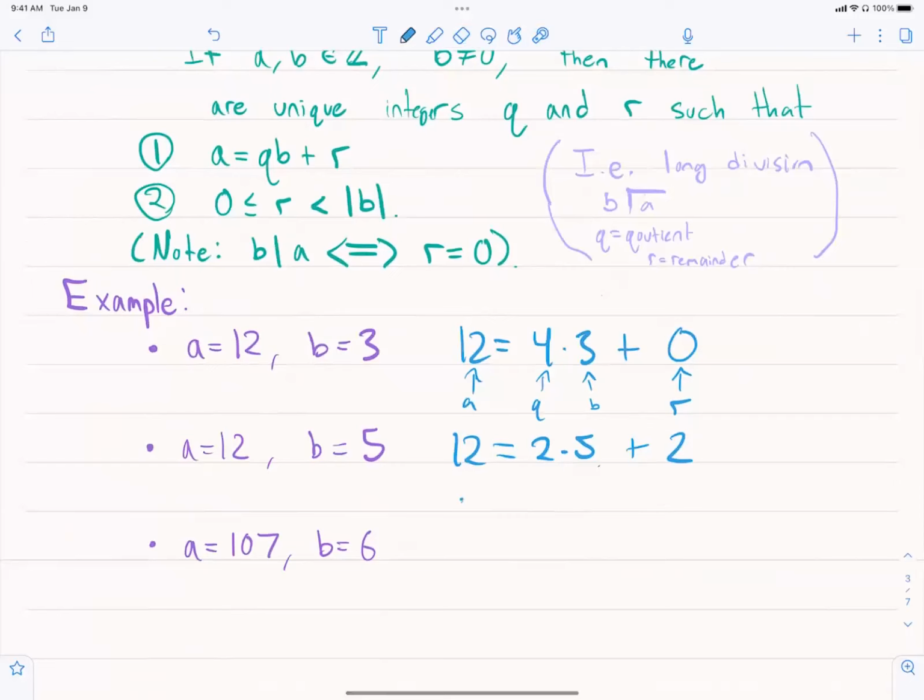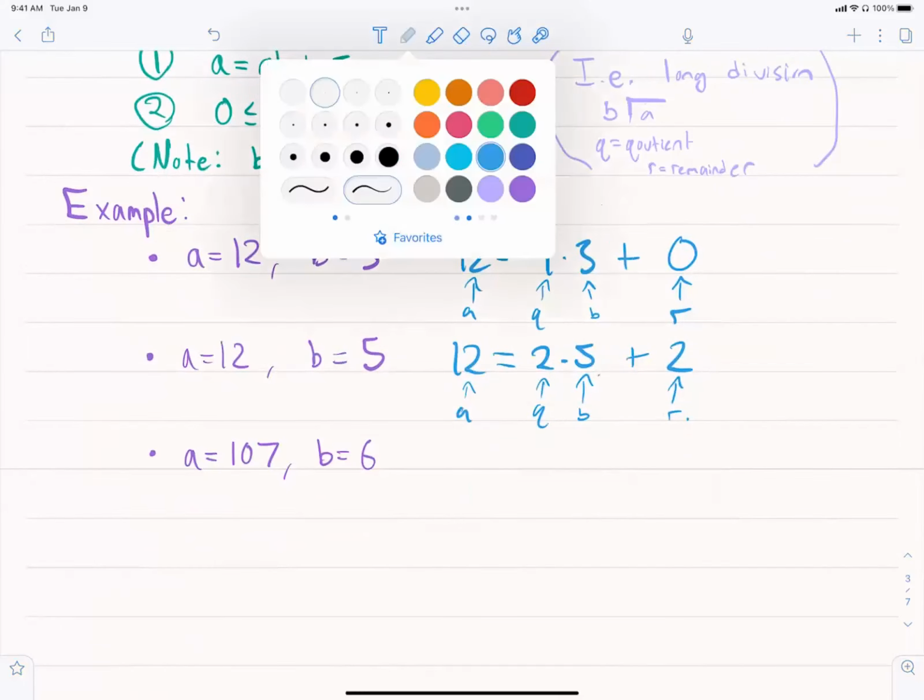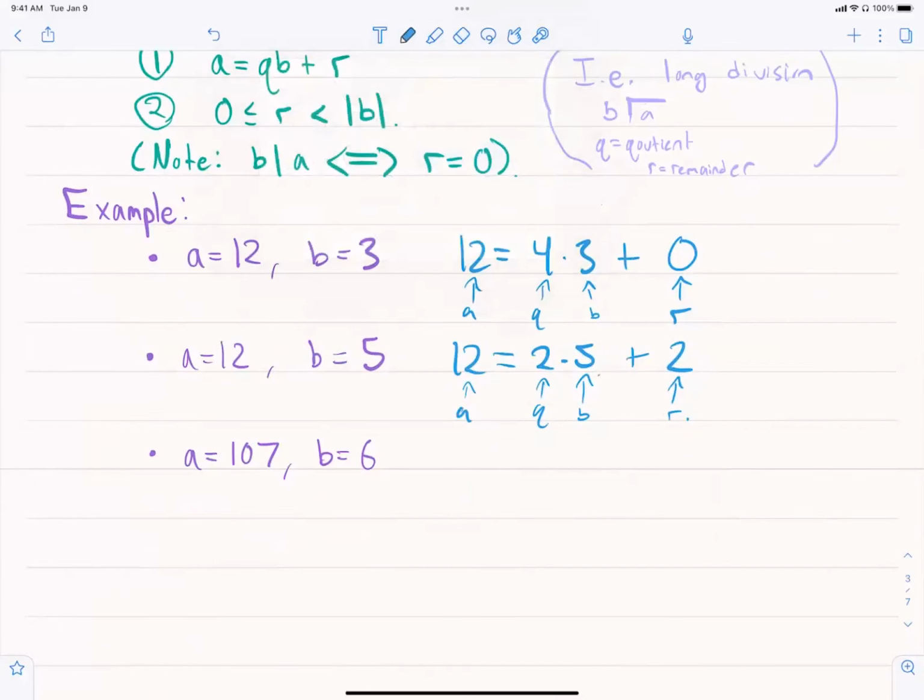So in this case, A is 12, Q is 2, B is 5, and R is also 2. So the remainder is 2. Okay, and then I wrote one where I'd actually have to do a long division. You might be able to do it in your head, but I'm pretty bad when I try to do this kind of thing in my head.